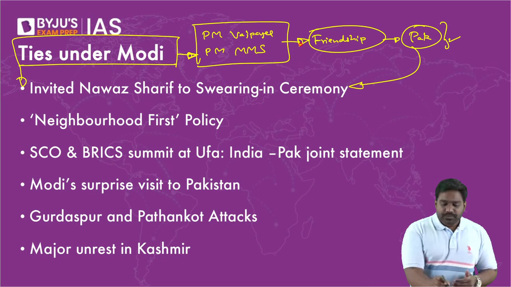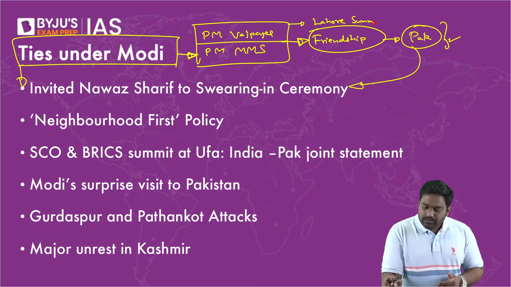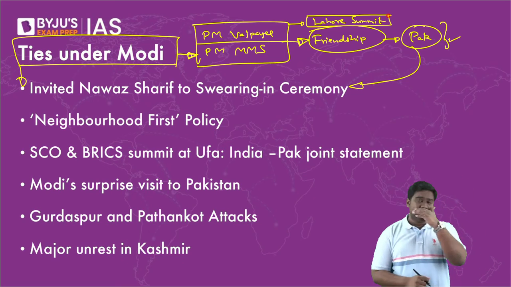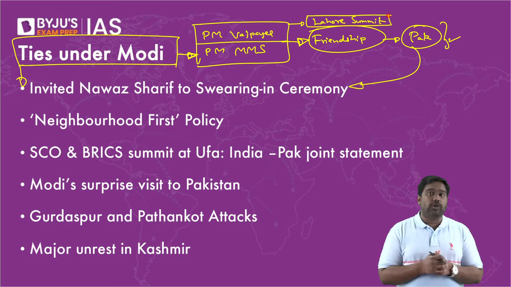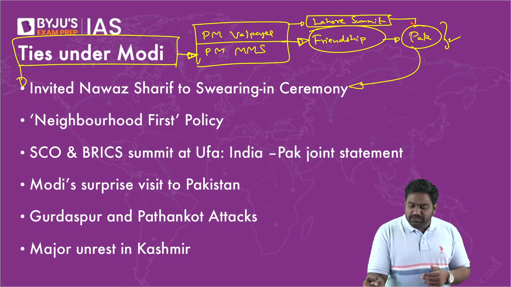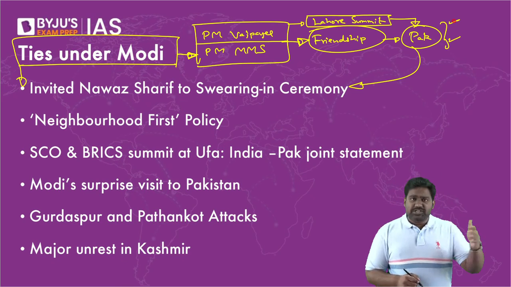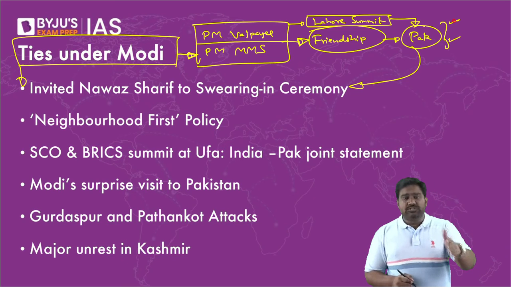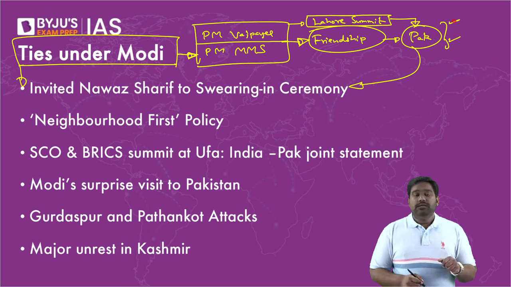PM Vajpayee carried out a historic visit to Lahore. He held the Lahore summit in the late 90s with Nawaz Sharif. It was a historic visit. He visited Pakistan. Many important projects and initiatives were launched. A lot of friendly initiatives were taken up. The bus service was started from Punjab to Pakistan, along the LOC from Jammu and Kashmir to POK, from Delhi to Islamabad. Train services were started, the Samjhauta Express, right?